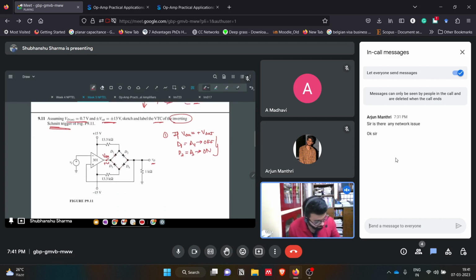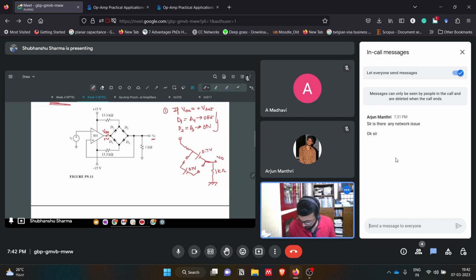Okay, so how will the circuit look? The output of the op amp will look like this. D2 is on, so we'll have this. This is open. Again, this is D3, that is 0.7 volts. This is D2, 0.7 volts. D1 and D4 are off. And we are getting V0 via the 1 kilo ohm resistor. Fine.